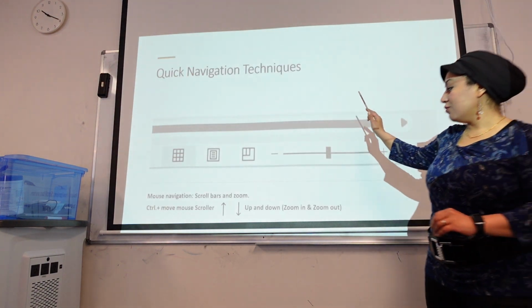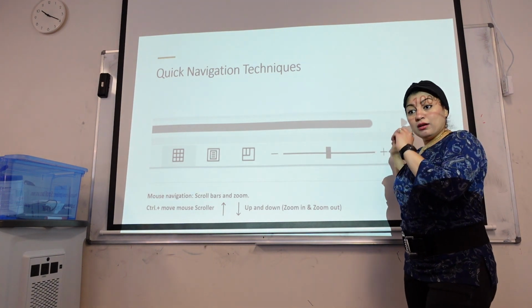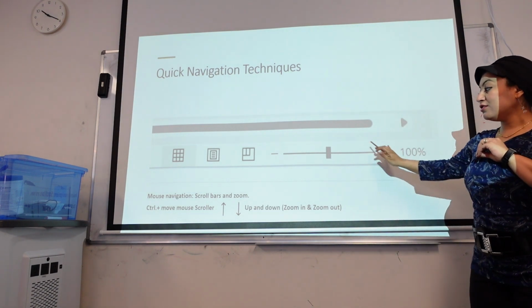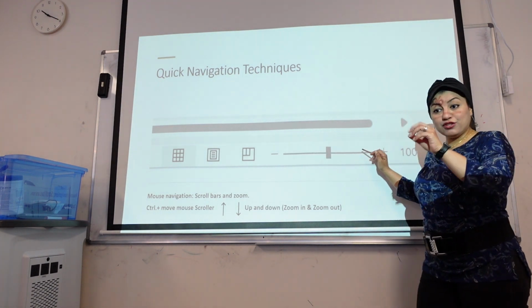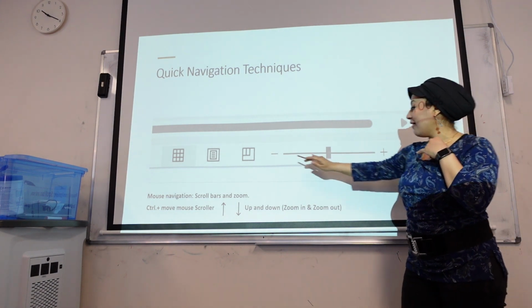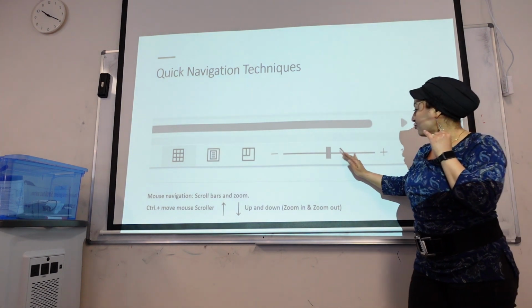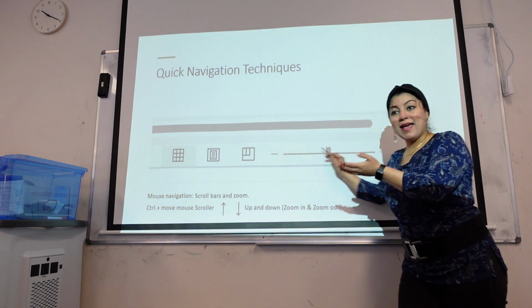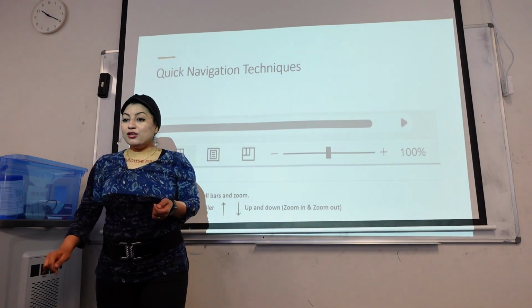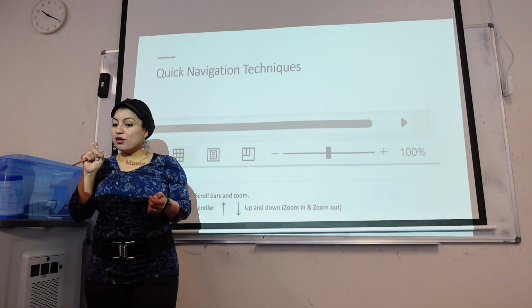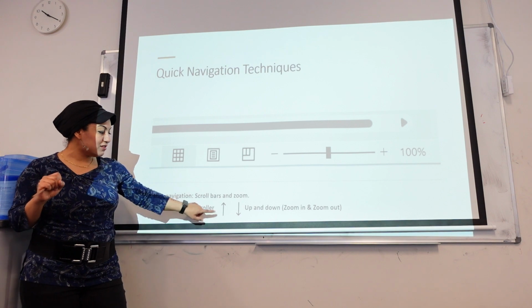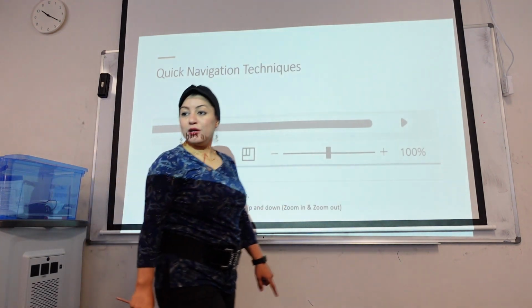Now, how do we do the quick navigation technique? You have Excel now. You want to zoom in and you want to zoom out. The easiest way is, on the right side of the laptop, you have the plus and the minus, minimize and maximize. An easy way to do it as well is to press Control and use the scroller of your mouse. Once the scroller goes up and down, this is zoom in and zoom out.